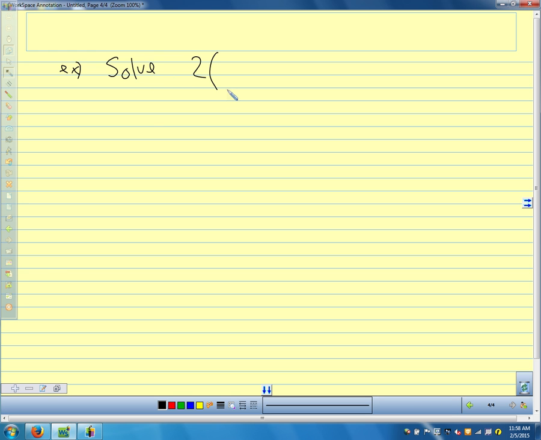All right, so we want to solve 2 times 3 to the x minus 1 equals 10. So here we have 3 to the x, so it's a little different. So first step, isolate. So I get 3 to the x minus 1 equals 5. So 3 to the x equals 6.